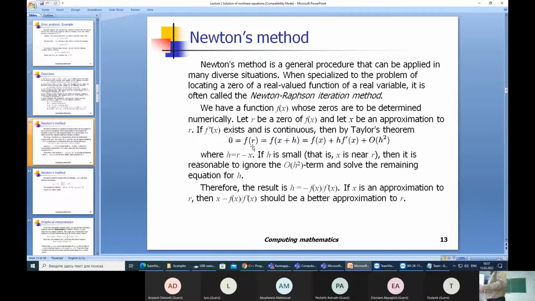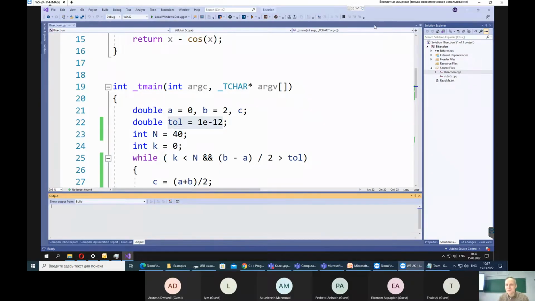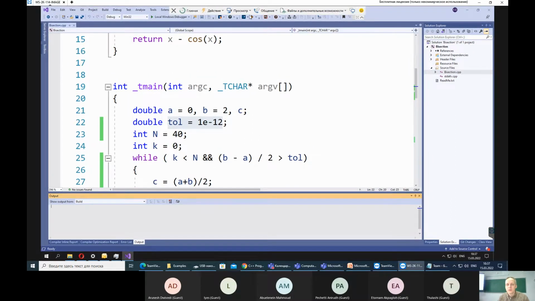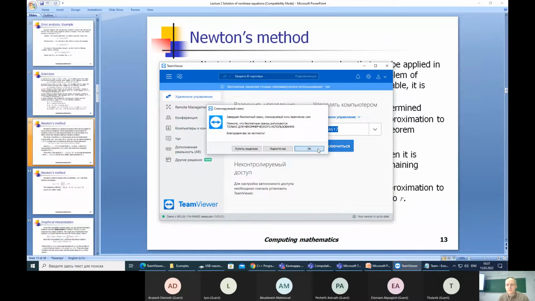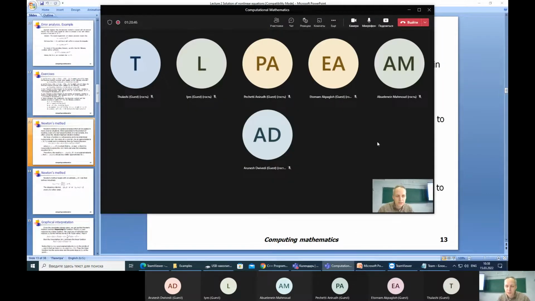Well, let's have a break now. According to the schedule, we should have a break, and after the break, we continue. Let me close the screen now, and after the break we continue.